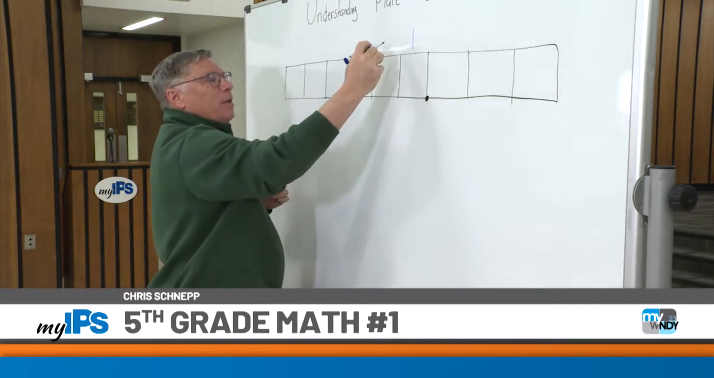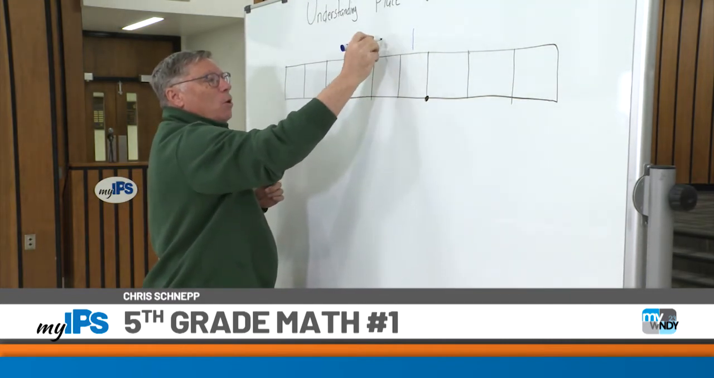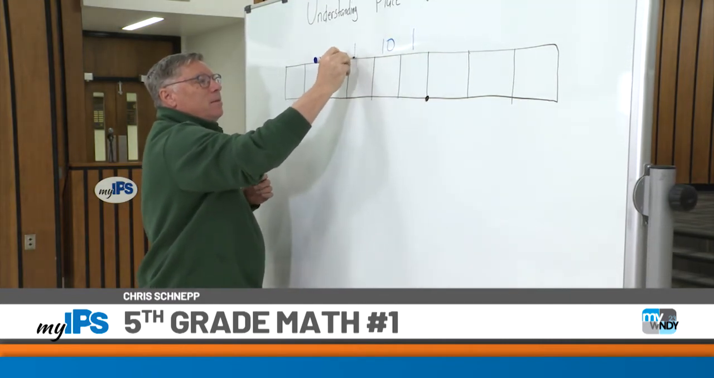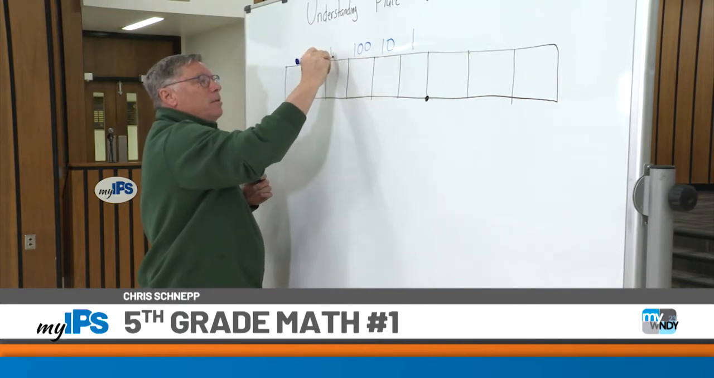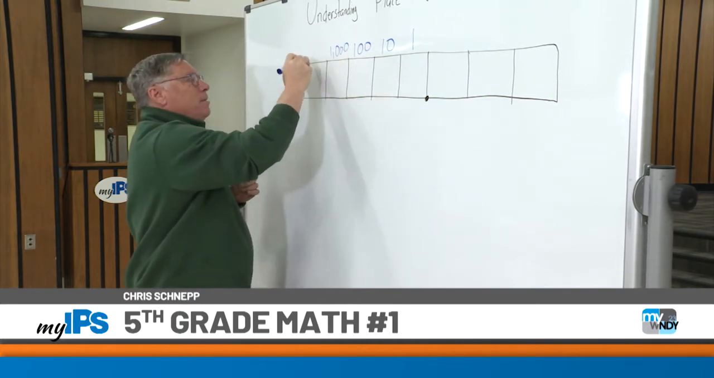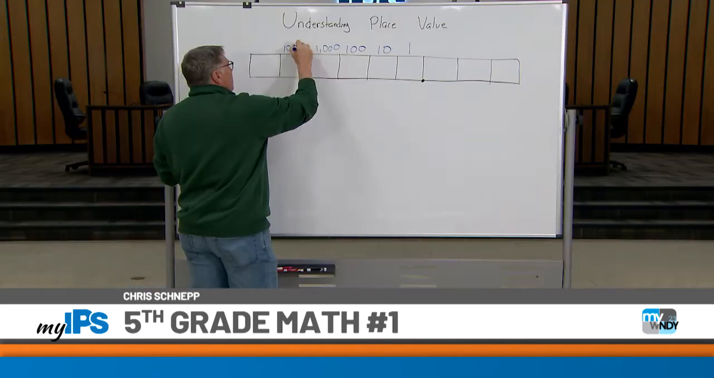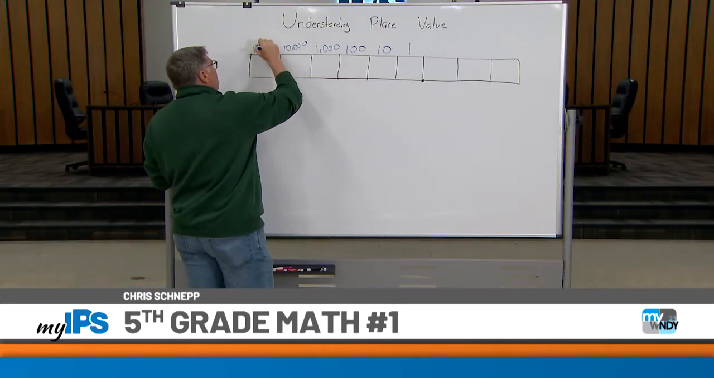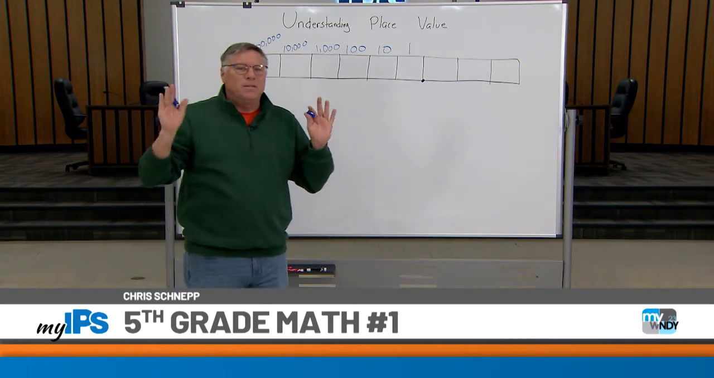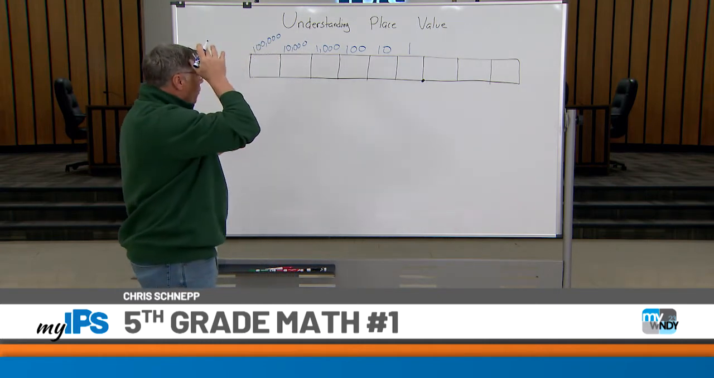So as we go to the left, our numbers get bigger. There's 1, tens, hundreds, thousands, 10,000s, and 100,000s. And I know that you guys have all seen those over and over and over, okay?